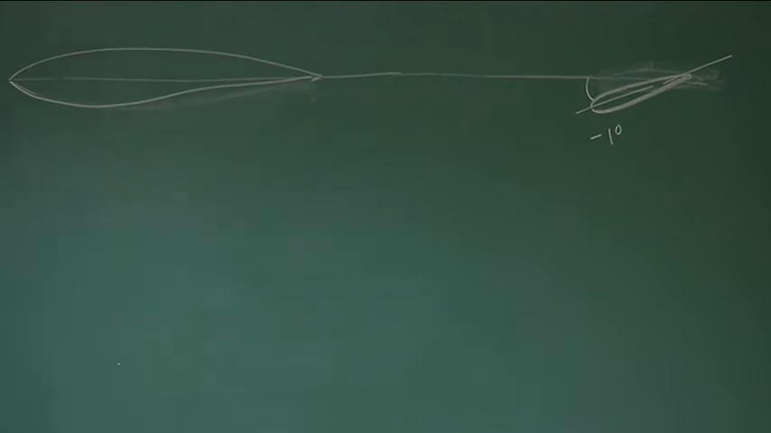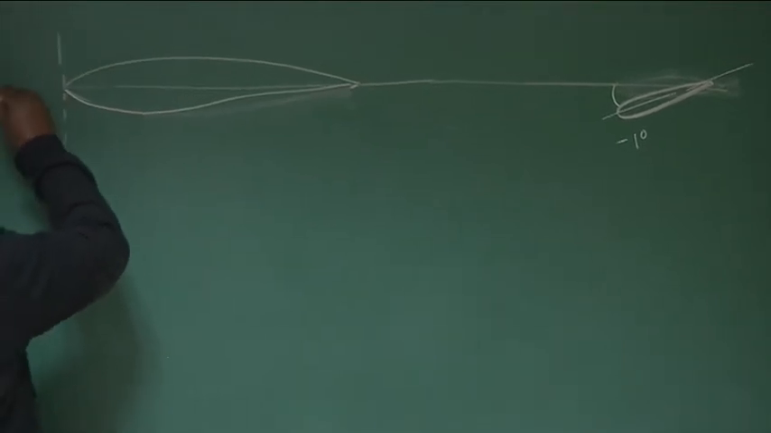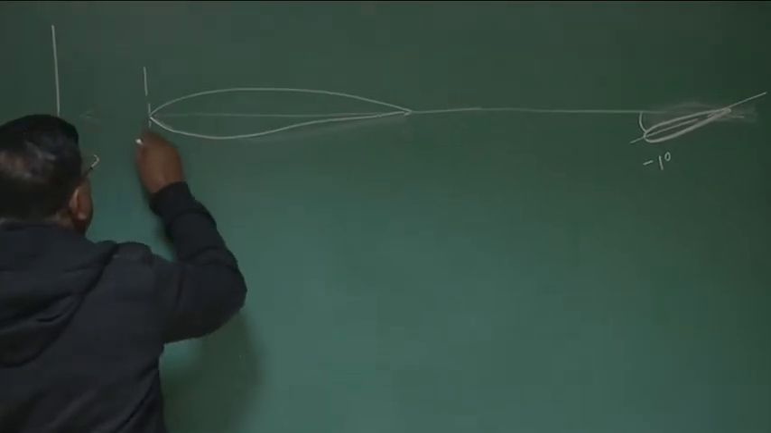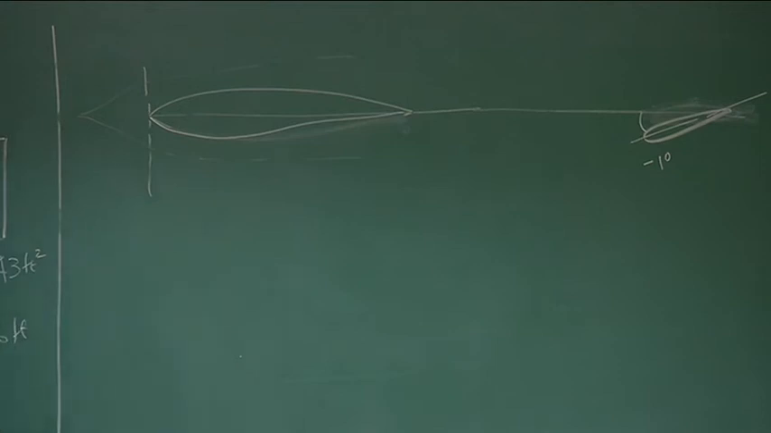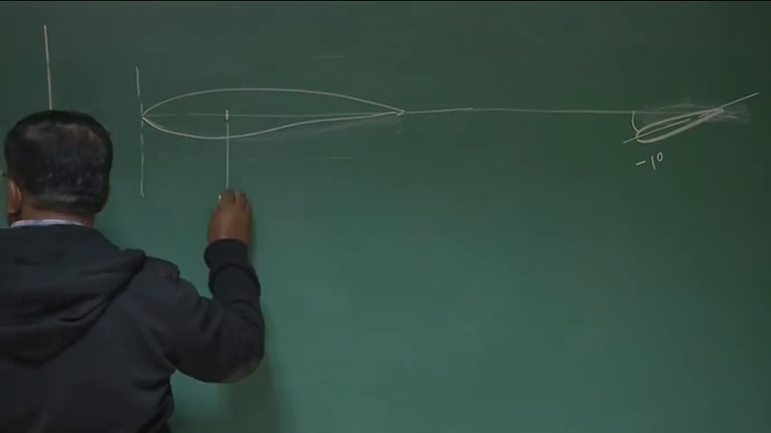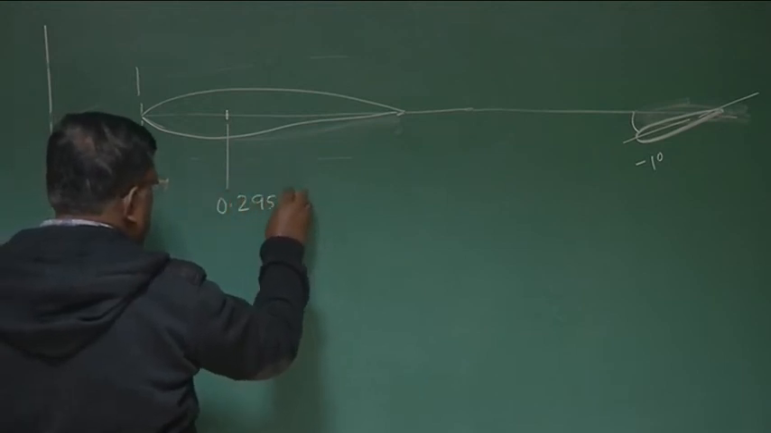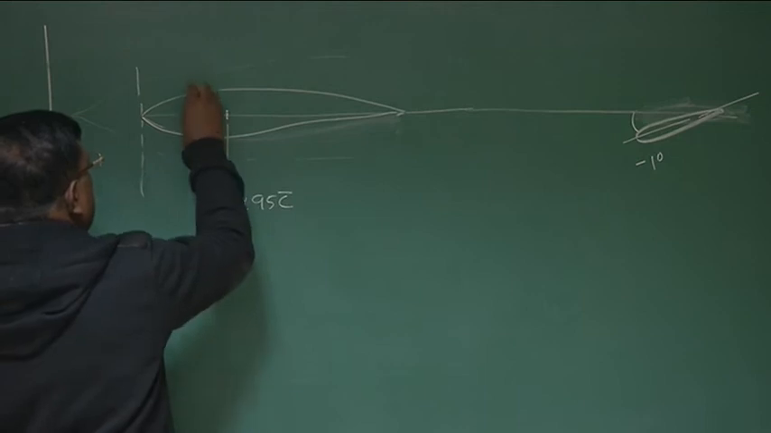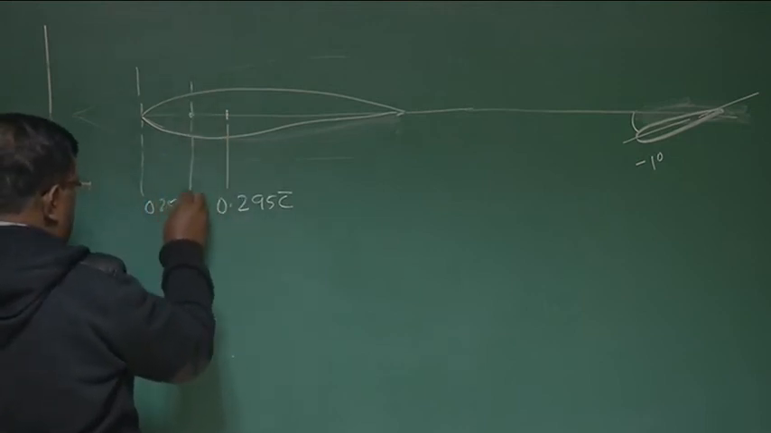Okay. We are neglecting fuselage. What more information do we have? Let's say this is the fuselage. I'm just drawing a dotted line. We have the location of CG somewhere here, which is 0.295 C bar, and AC at 0.25 C bar.